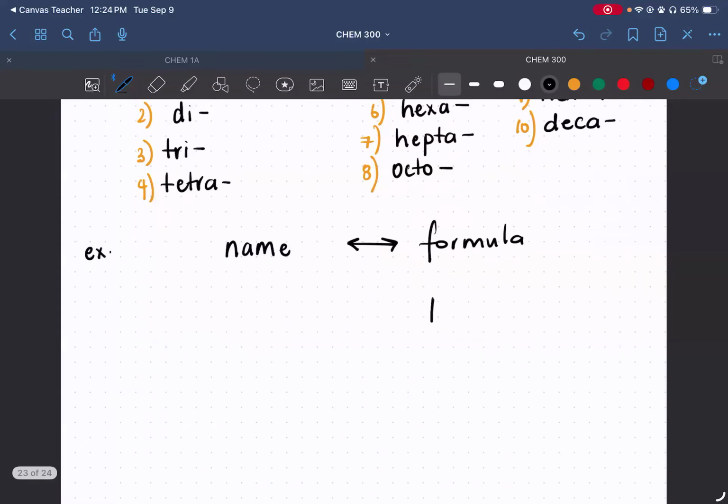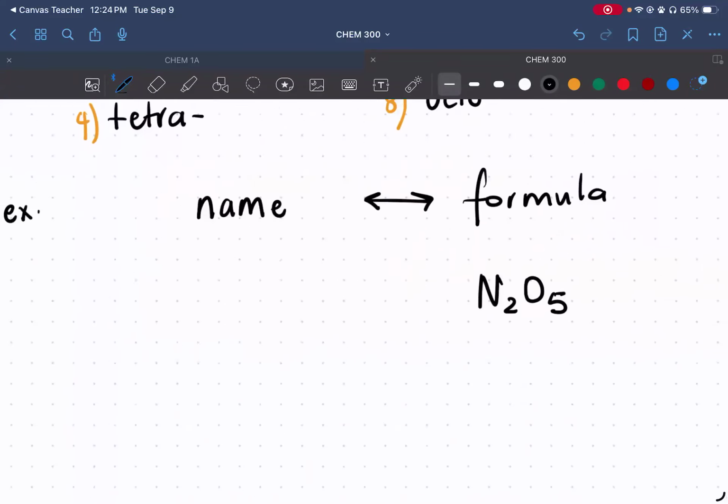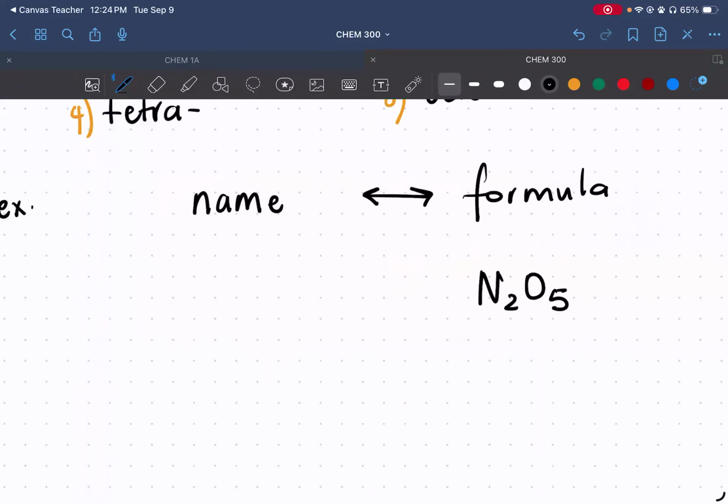If given the formula N2O5, all right, let's get our periodic tables at the ready. We're going to look for nitrogen and oxygen. All right, take a second to look for ourselves. Where is nitrogen? Nitrogen is in group 5. I'm sorry, 15. Oxygen is in group 16.